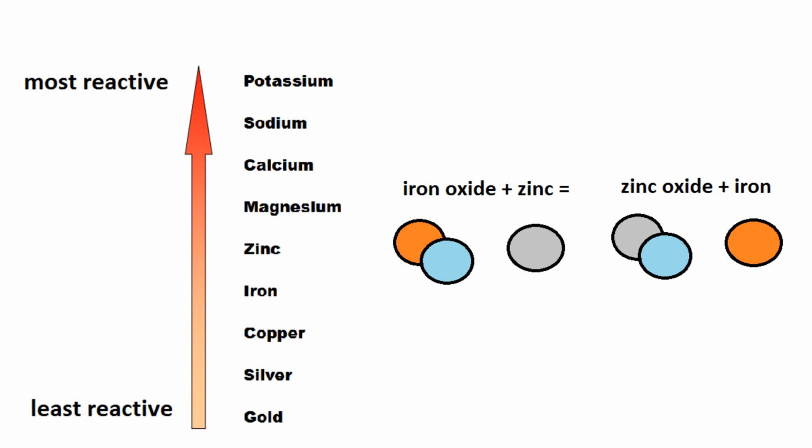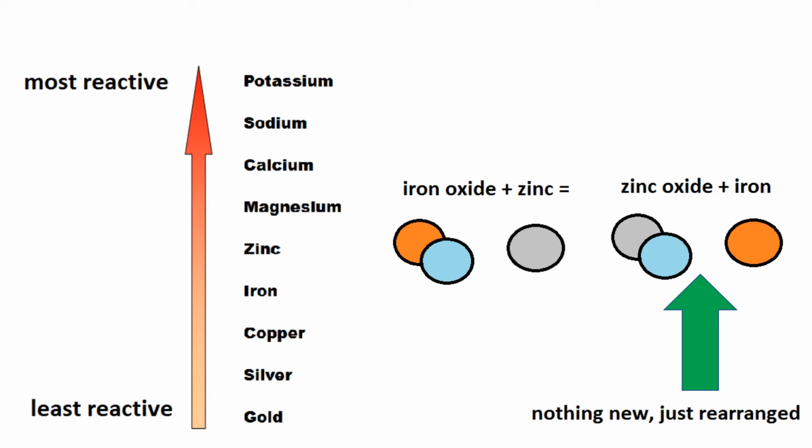Now this is really useful if I want that iron on its own. So displacement reactions can be extremely useful. Now I want you to notice that there is nothing new on this side of the equation. I started off with one zinc, one oxygen and one iron, and I still have one zinc, one oxygen and one iron. All I've done is I've rearranged them. Chemical reactions, conservation of mass, conservation of atoms, guys. You don't just suddenly introduce another oxygen. Same before and after, they've just rearranged themselves.